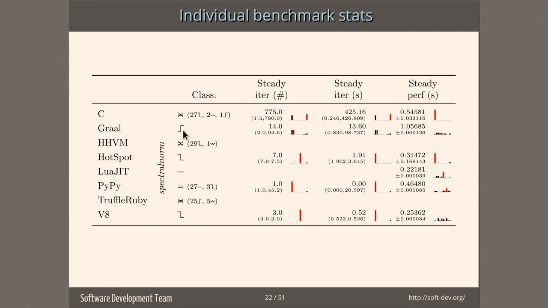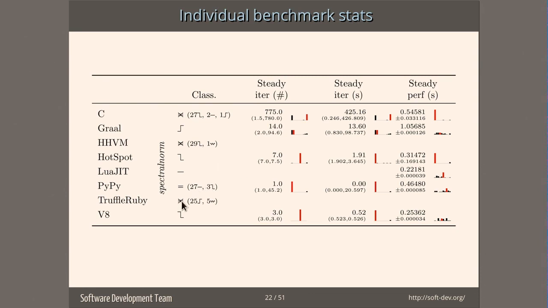If you look at Graal, all 30 process executions slowed down. It took 14 iterations and 13.6 seconds to hit the steady state, and the steady state performance wasn't great. It was 3x slower than HotSpot. This equal sign here, so on PyPy, that says this is what we call good inconsistent, which means you've got a mix of flat and warm-up, which we consider morally equivalent. So you've got 27 flat process executions and 3 warm-ups. And the steady-state performance was okay.